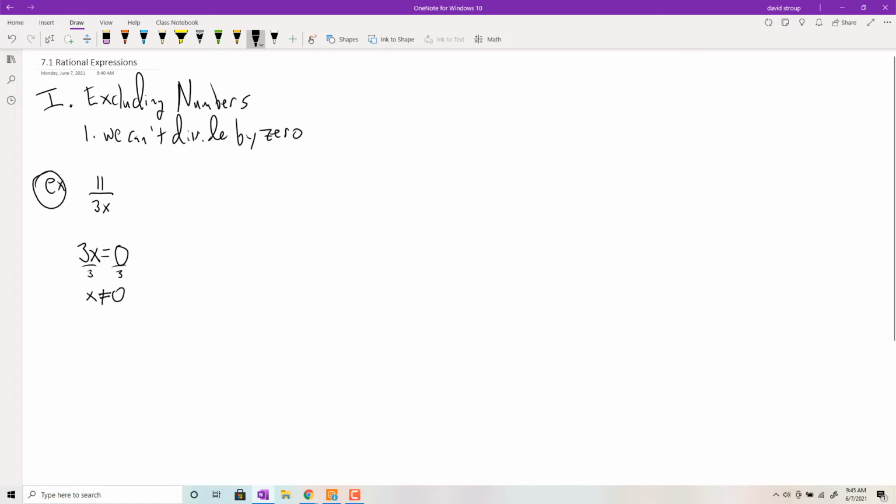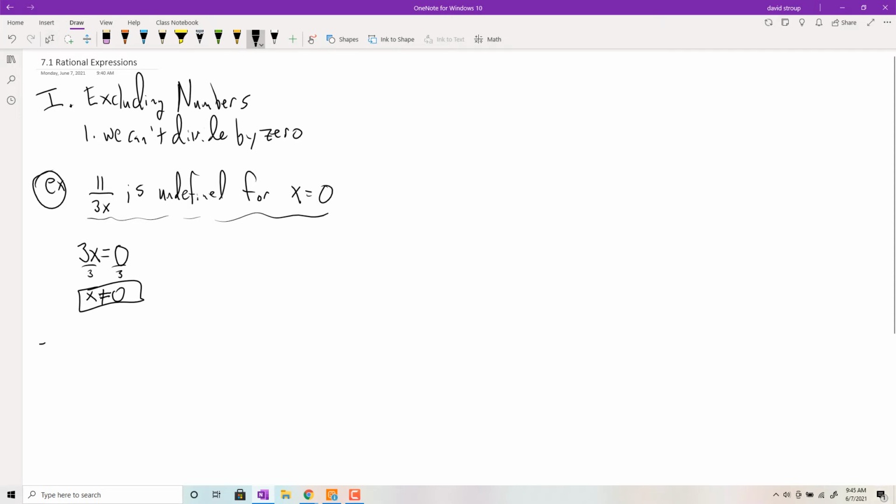In the book, the way they'll do it is they'll say 11 over 3x is undefined for x equals 0. This is the technical answer, but on a test, I would understand it if you just wrote x cannot be 0.